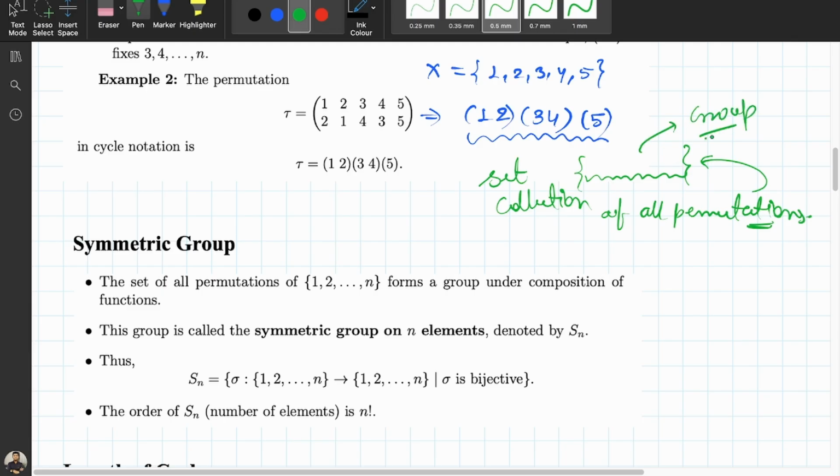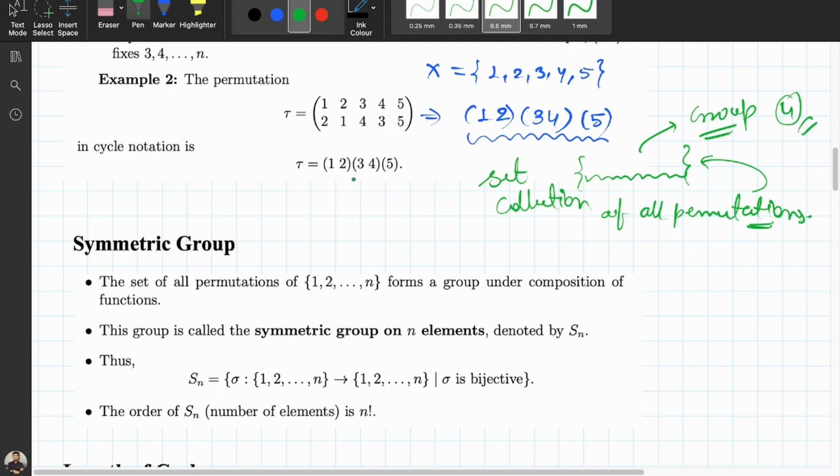Now when it is a group, it means it satisfies four properties. There exists a closure law. Under multiplication, that is what we can say about permutation multiplication. So our closure property will hold under permutation multiplication.